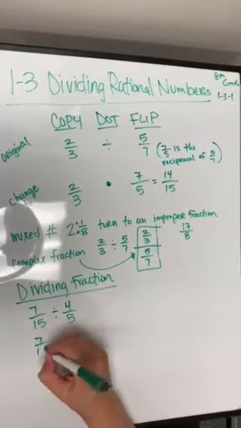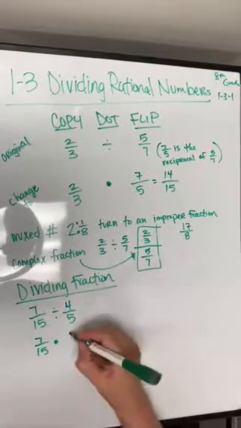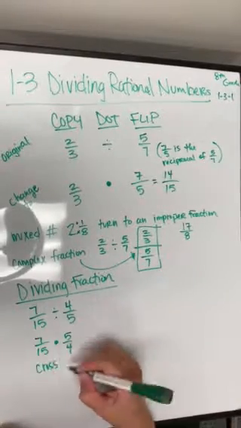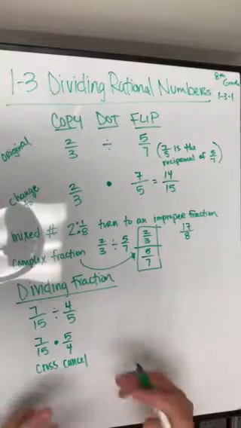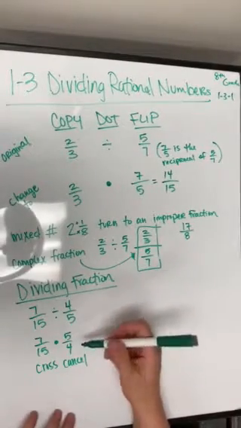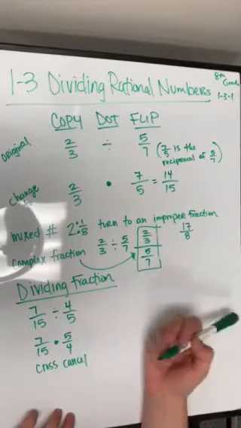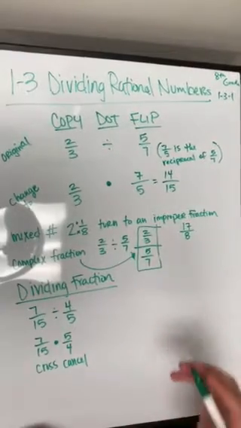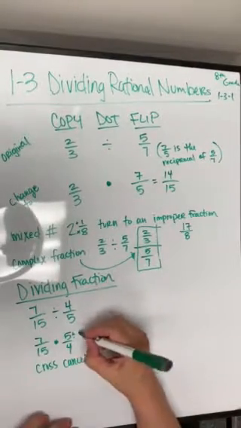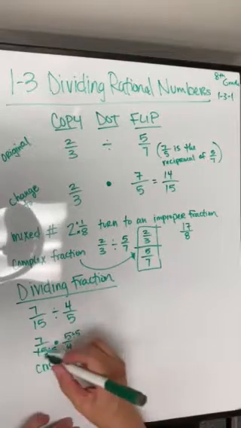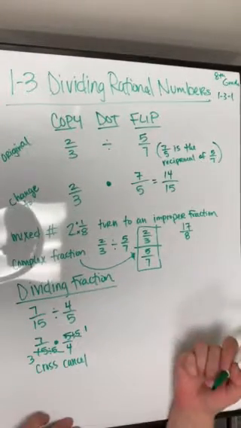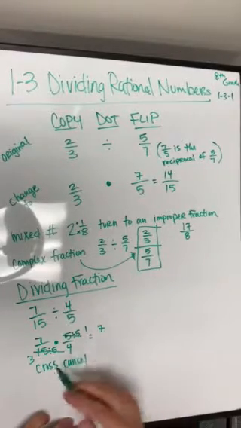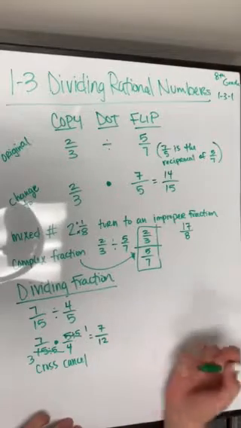So copy dot flip. Now right here, I'm going to cross cancel. When I cross cancel, I see that I have a 7 and a 5 on top, a 15 and a 4 on bottom. So 5 and 15 share some common factors. I divide that by 5, I divide that by 5. This is now a 3, this is now a 1. So now I have 7 times 1, which is 7, and I have 3 times 4, which is 12.